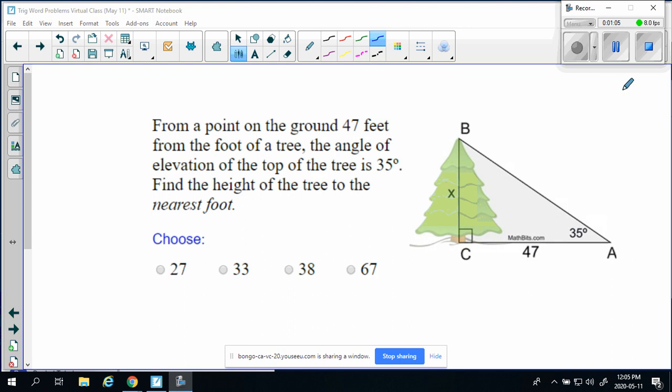From a point on the ground, 47 feet from the foot of a tree. So we're standing here, from the foot of a tree. The angle of elevation to the top of the tree is 35 degrees. So a reminder that that is the angle that you have raised your eyes in order to look at the top of the tree. Find the height of the tree to the nearest foot.